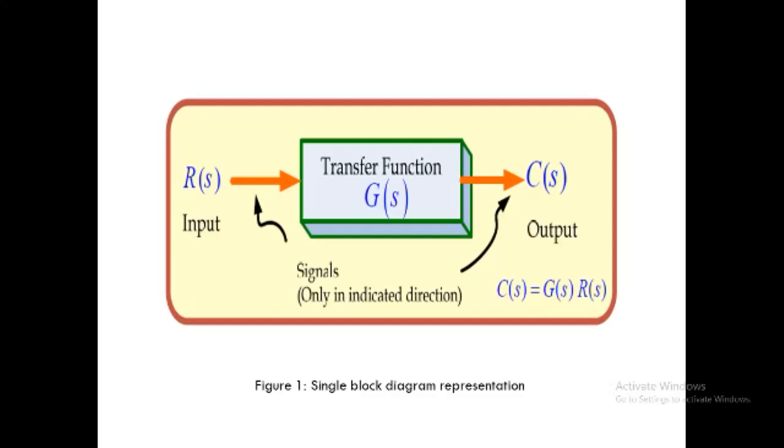The given diagram indicates the single block diagram representation of a particular system. Here, R(s) is the input, C(s) is the output, and G(s) is the transfer function or gain of the system. It is single and unidirectional, only in the indicated direction. So as per the definition of transfer function, C(s) = G(s) R(s).